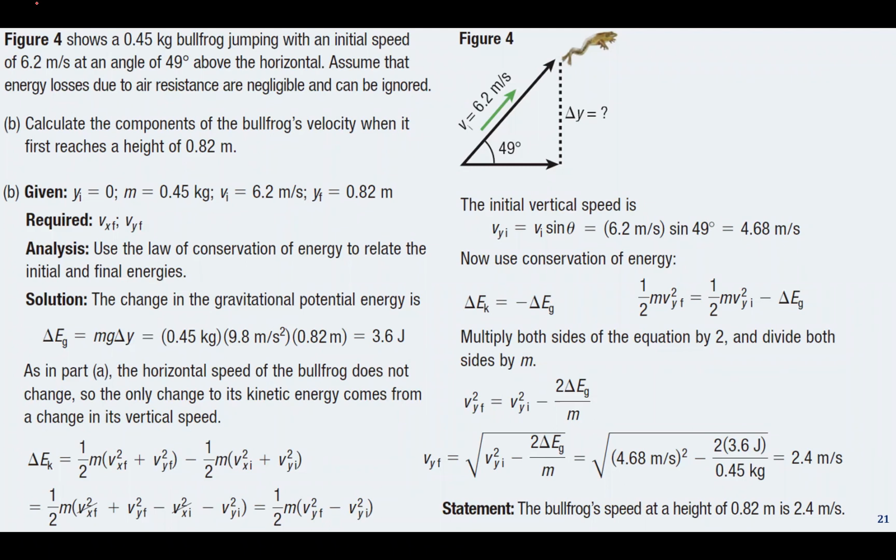And now use conservation of energy. We have delta Ek equals negative delta Eg, and this gives us 1/2 times m times Vyf squared equals 1/2 times m Vyi squared minus delta Eg. Multiply both sides of the equation by 2 and divide both sides by m, we have Vyf squared equals Vyi squared minus 2 delta Eg over m. Then put all the values in, we have Vyf is approximately 2.4 meters per second. So the bullfrog speed at height of 0.82 meters is 2.4 meters per second.